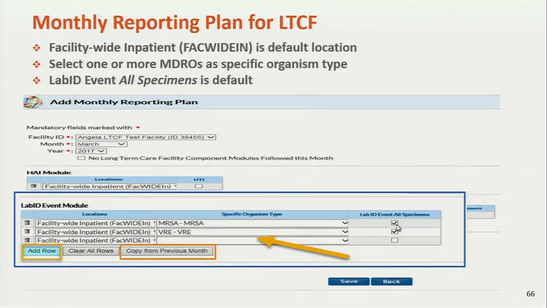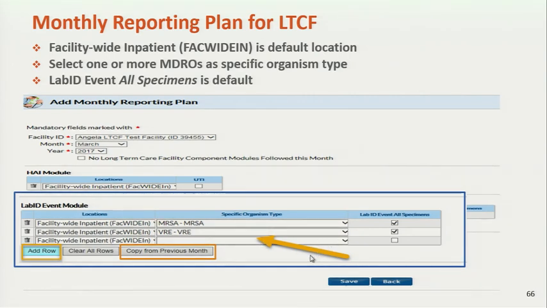And then the next column will auto-default to check the box for all specimens, meaning you're going to report for this specific organism for all specimen sources. If you're ambitious and you want to report all of the MDROs that are available, then you will have to add additional rows to your reporting plan. And to do that, you simply just click Add Row, and it will pre-populate an extra row for you. And then you would add your additional organism.